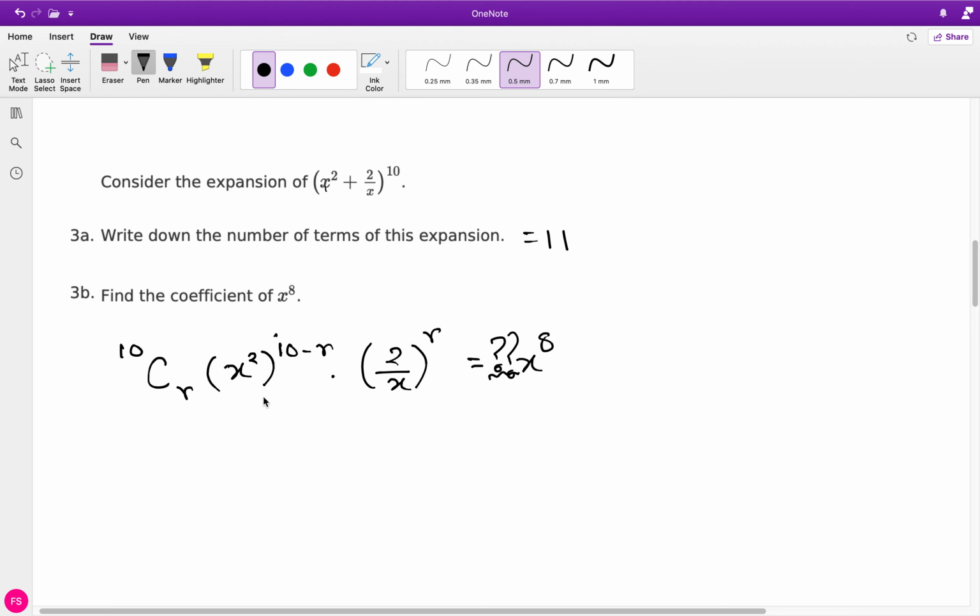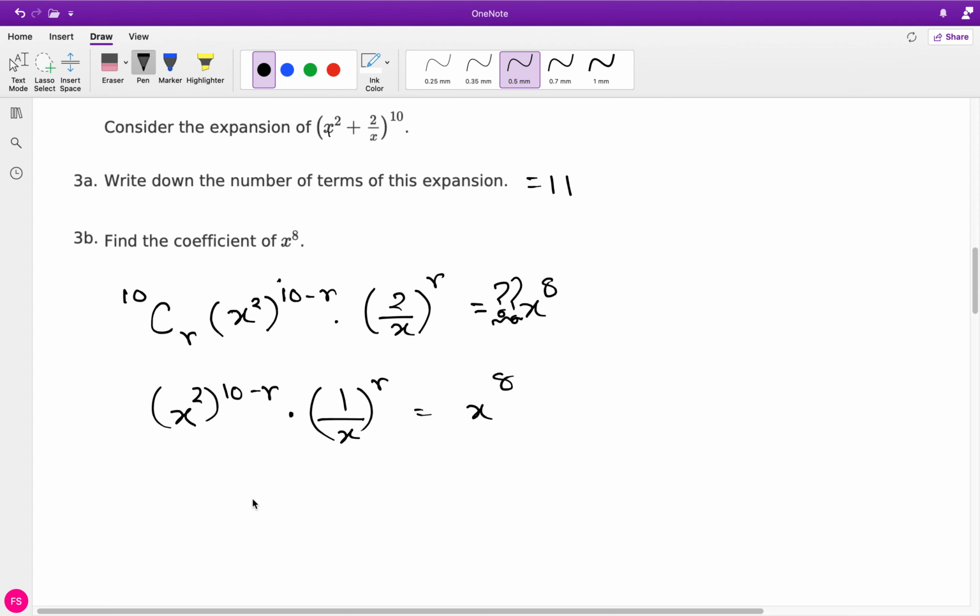Let's see. I just need to take out my x only. You don't need to deal with the numbers because all you want to find is this value of r. I'm just going to take the x. I have x to the power of 2, then I have 10 minus r, and then from this I just have 1 over x to the power of r. I want this to be equal to x to the power of 8.